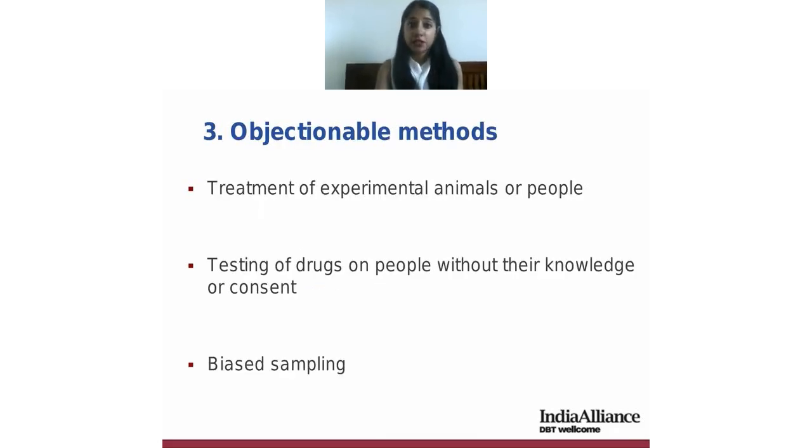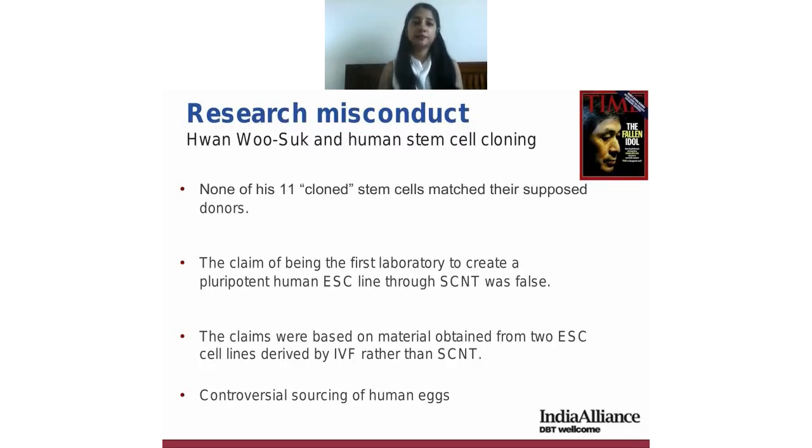Objectionable methods. So how are you treating the experimental animals? Are you following the protocols or are you tweaking them? Testing of drugs or things without people's knowledge. Biased sampling, very, very common. Again, it happens unknowingly because people are not aware of what is right or wrong during the statistical analysis.